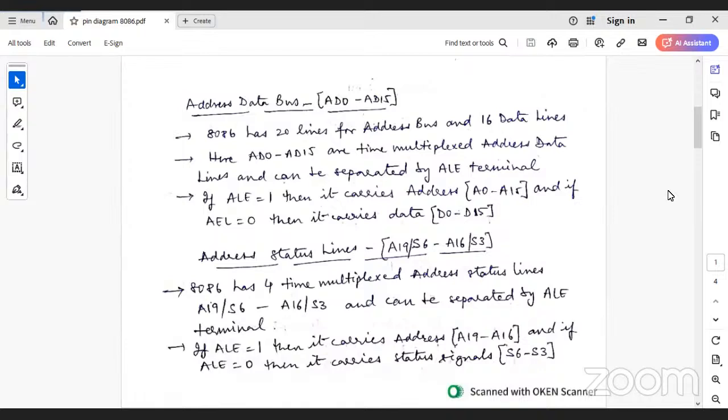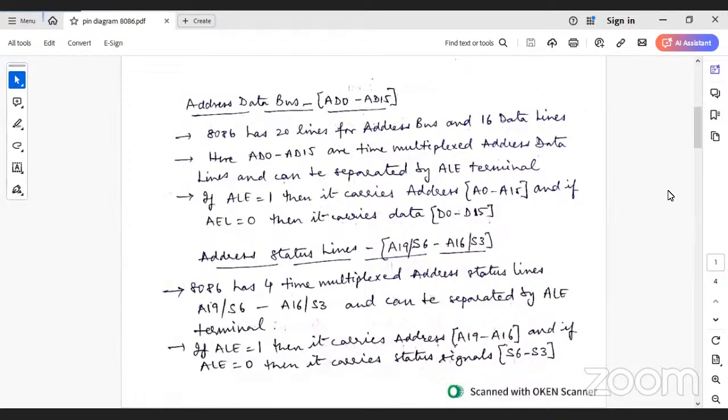So when the address latch enable terminal is 1, it carries address. In the earlier case also, when ALE is equal to 1, then it carries address. Sorry, that is a mistake by me in the earlier case, it is ALE, not AEL. So ALE, when it is 0, once it is carrying the data, another time it is to do with your status signals S6 to S3.